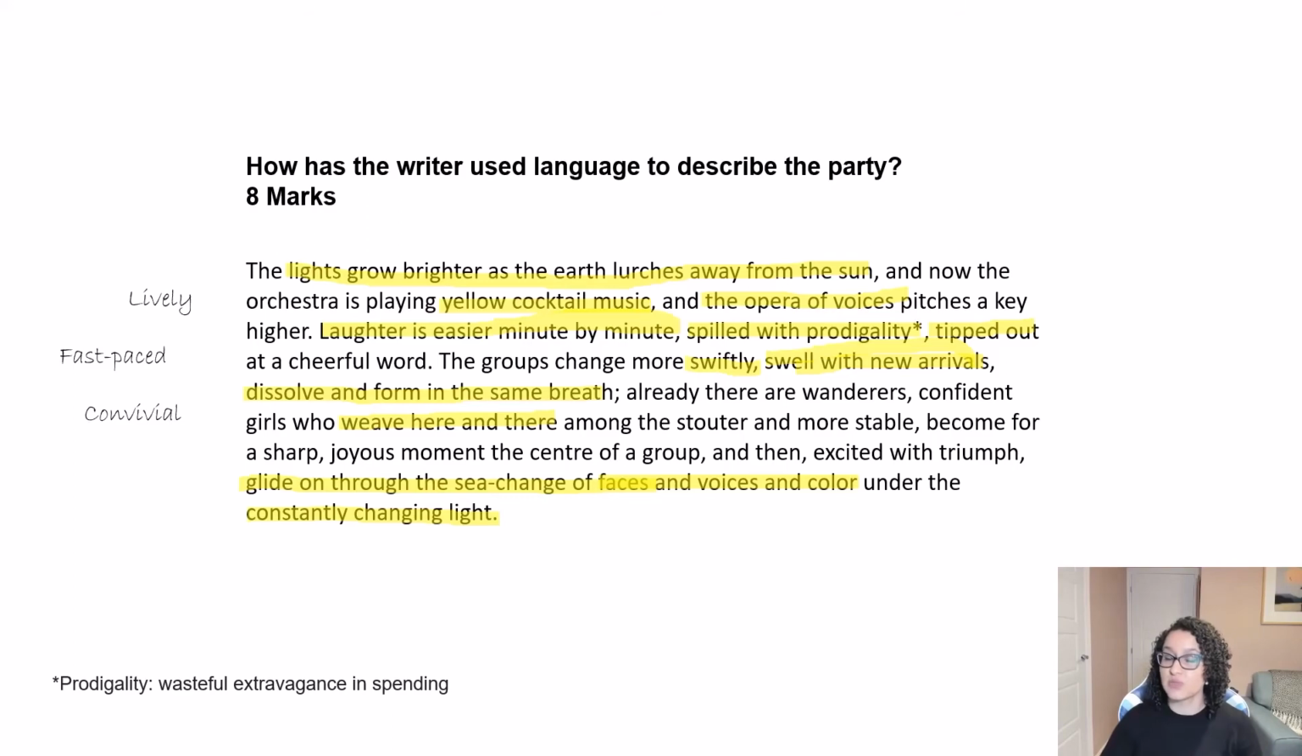Now, remember I said one of the worst things to do in your answer is technique spot, but when you're trying to find what to talk about, that is what you want to do. Just quickly hunt for the various different techniques that show the lively, fast-paced and convivial. Once you've got them highlighted, the next step is actually thinking about what effect they create. I'm not going to do that in this video, because if I went through every single one of these quotes and analysed them, we'd be here for several hours.